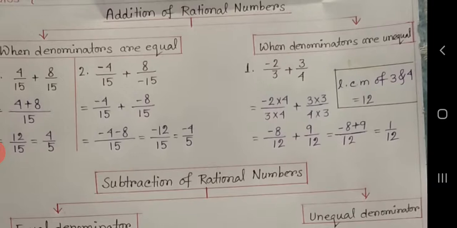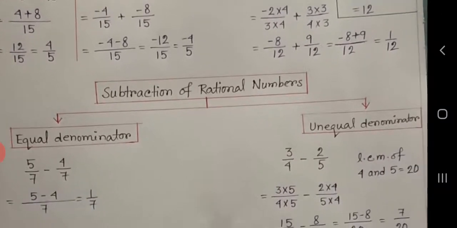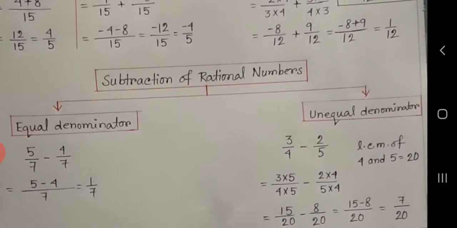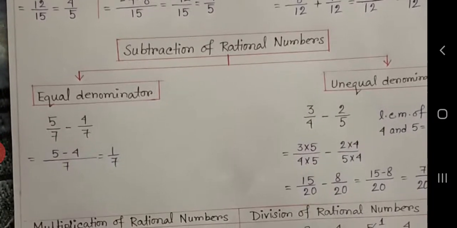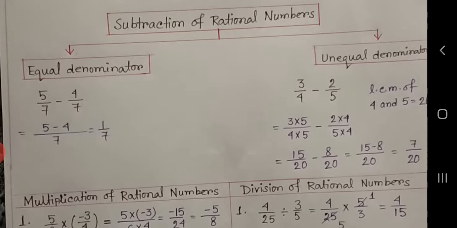Now coming to subtraction of rational numbers. Here also the two type, equal denominator and unequal denominator. So for equal denominator, I took 5 by 7 minus 4 by 7. Here both the denominators are 7. So in the similar process, we subtracted it and obtained the result 1 by 7.